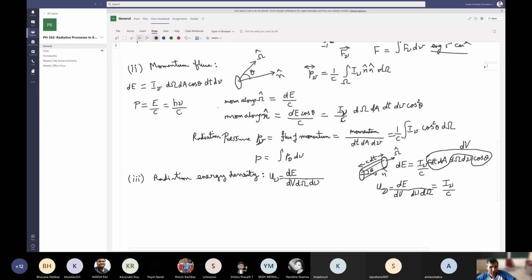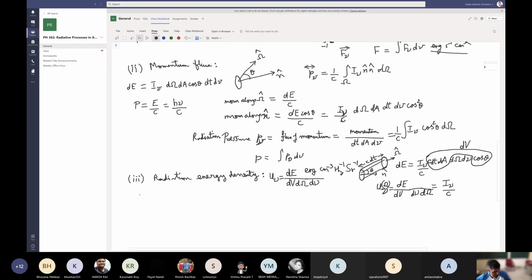And the units are erg per centimeter cube per hertz per steradian. Okay, so this is U nu. U nu as a function of omega, right? So this is U nu as a function of omega.